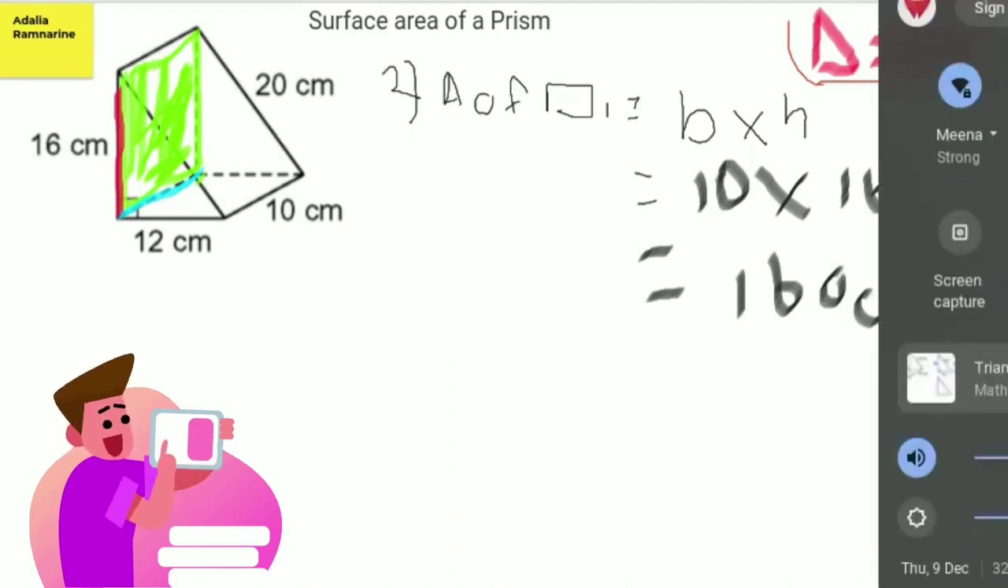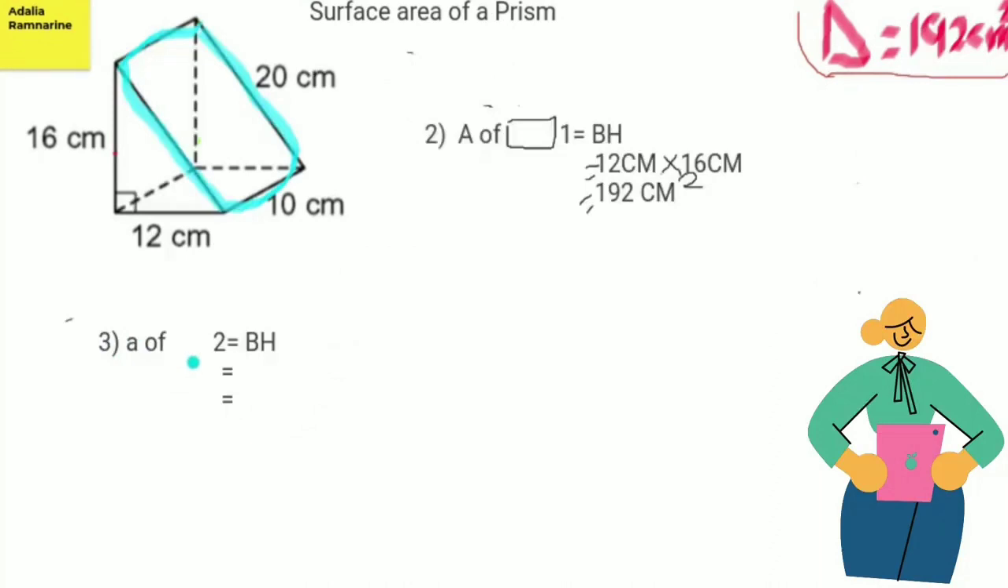Now moving on to the second rectangle. The base will be 10 cm and the height will be 20 cm. Now times the 2 and we'll have 200 cm square for the second rectangle.